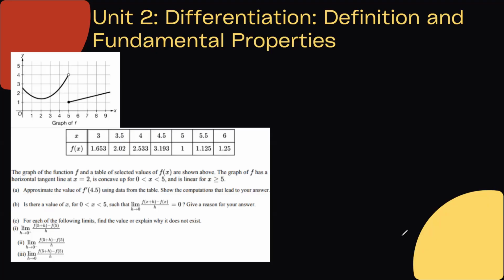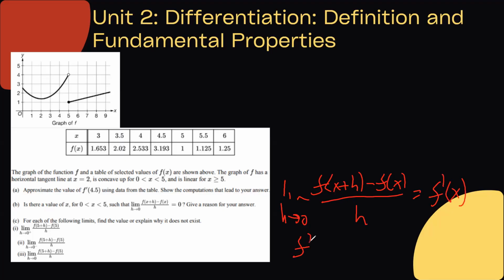Part B, is there a value of x from 0 to 5 such that the limit as h approaches 0 of the difference quotient there equals 0? Give a reason for your answer. So remember, this is the limit of the difference quotient here. This limit as h approaches 0 of f of x plus h minus f of x all over h equals f prime of x. So essentially, this is asking if f prime of x has to equal 0 at some point.